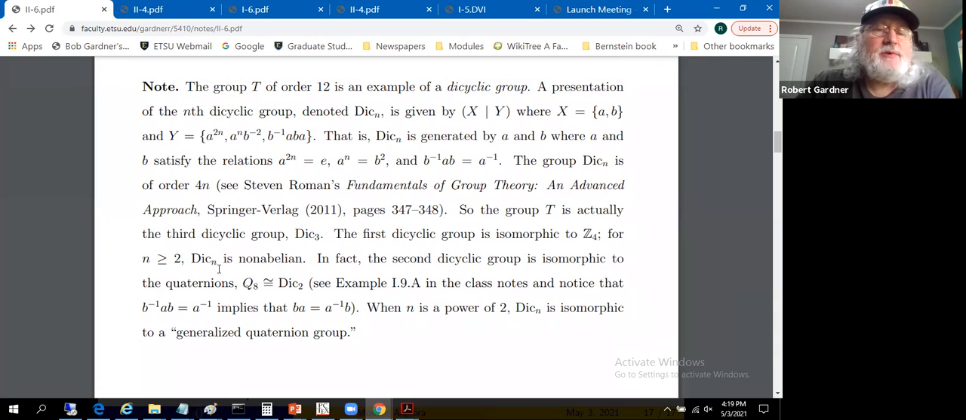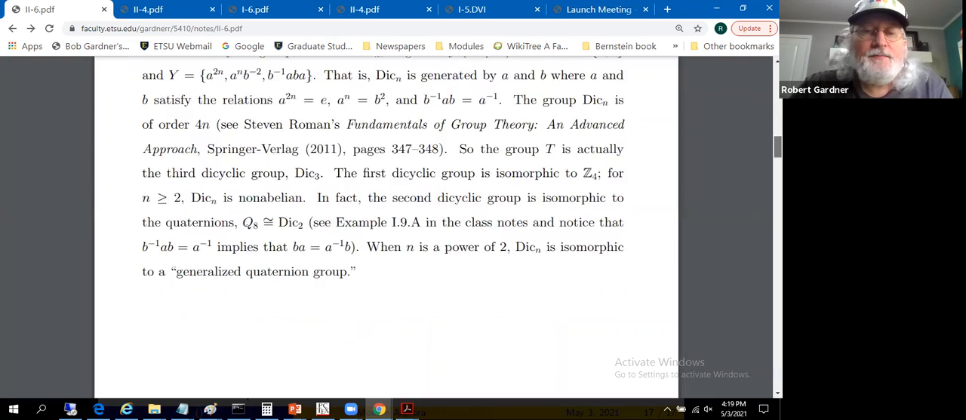When n is greater than or equal to 2, the dicyclic groups are non-abelian. In fact, when n equals 2, we get the quaternions. So these dicyclic groups encompass the exotic groups that we've encountered up through order 15. The exotic groups are the quaternions and this group capital T, and they're both examples of dicyclic groups. When n is a power of 2, the dicyclic group Dic sub n is isomorphic to what's called a generalized quaternion group. So there's yet another category of finite groups out there.